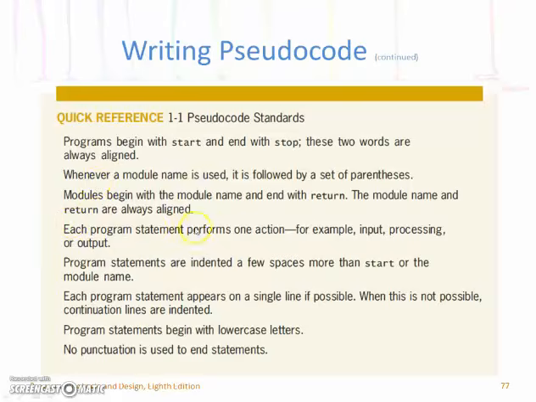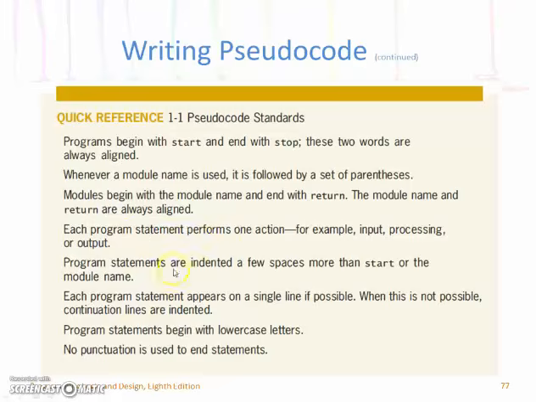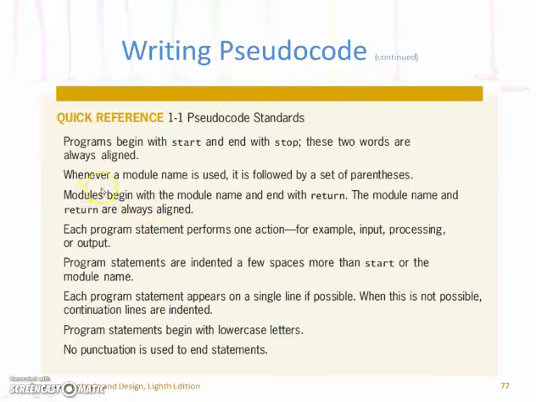Next is each program statement performs one action. For example, input, processing, output. So input my number, we process my answer using my number multiplied by 2, and we output my answer. See how they are all directly aligned underneath each other. Program statements are indented a few spaces more than the start or the module name. We'll discuss modules later, but you can see a few spaces is indented from that. As you can see, I've actually left out the second and the third one. We'll discuss that when we do modularization, which is much later.